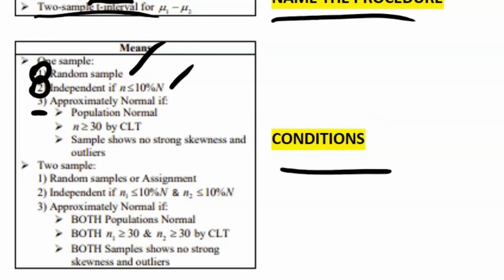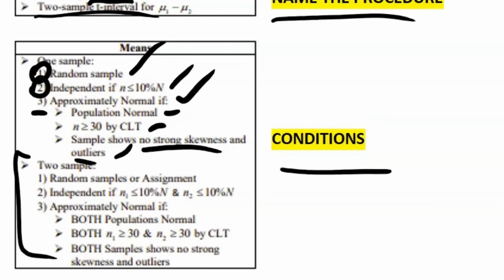But number 3 is weird because we have 3 different ways here that we can show that our distribution is approximately normal. Either our population is literally normal because it's stated, or we can say it's normal by the central limit theorem, where our sample size is greater than or equal to 30, or our data doesn't have any strong skewness or outliers. We can also say it's approximately normal in that case. So it just needs to satisfy one of these 3 conditions to satisfy that third condition. And it is the same thing for a 2 sample, except guess what? You're going to do it for both of those samples.